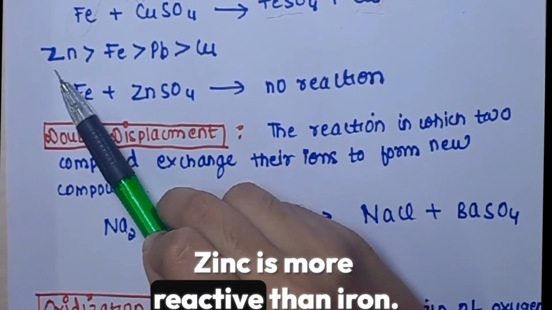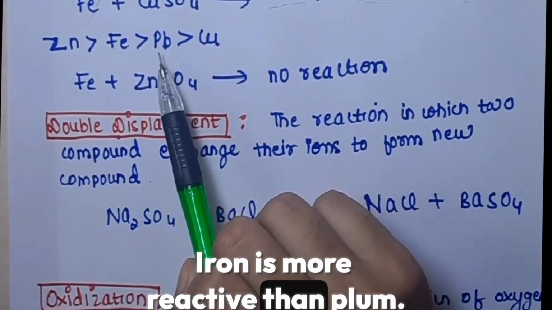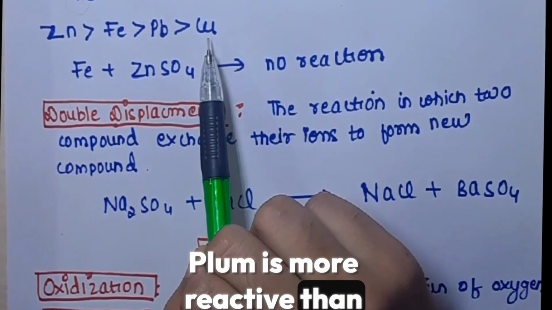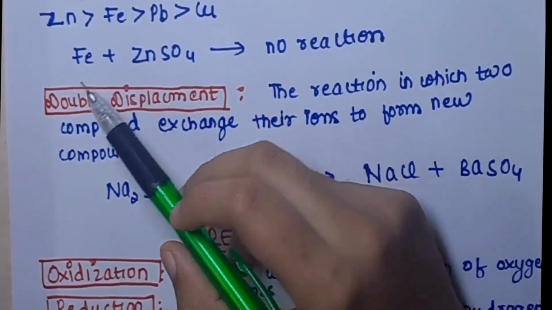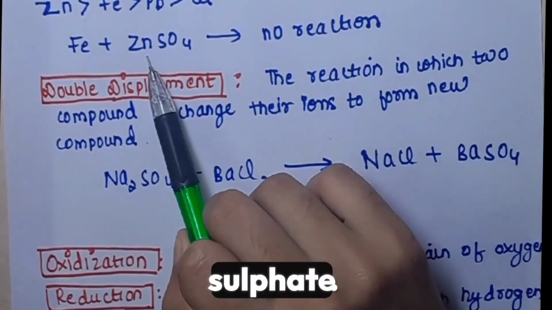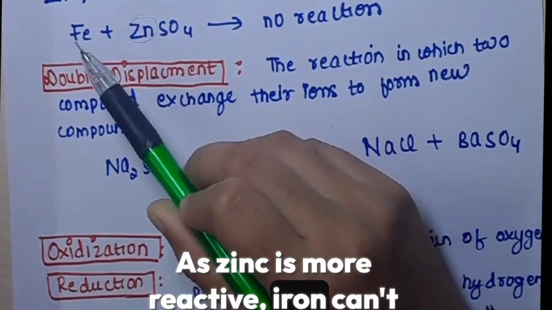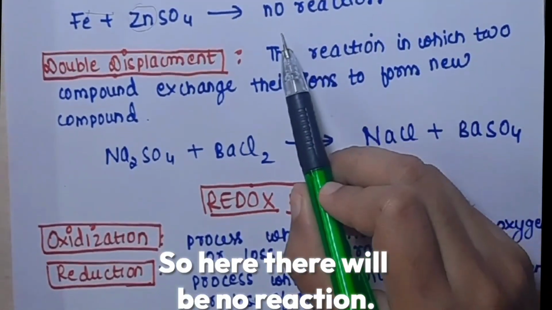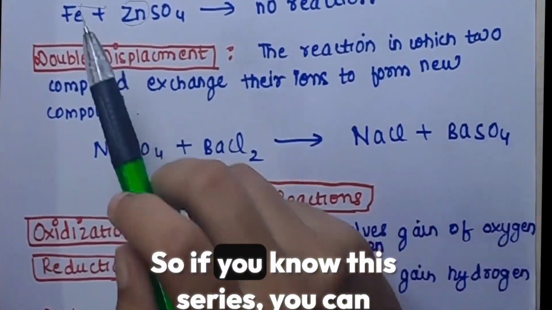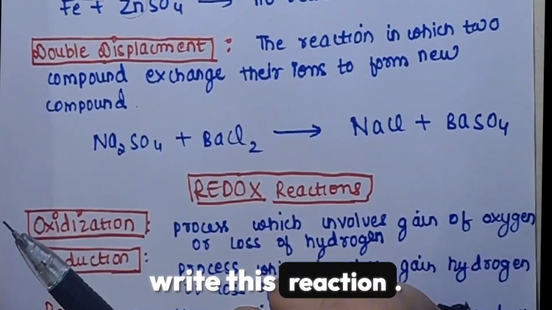Zinc is more reactive than iron. Iron is more reactive than lead. Lead is more reactive than copper. See, here we are taking iron and zinc sulfate. As zinc is more reactive, iron can't displace it. So here there will be no reaction. So if you know this series, you can write this reaction.